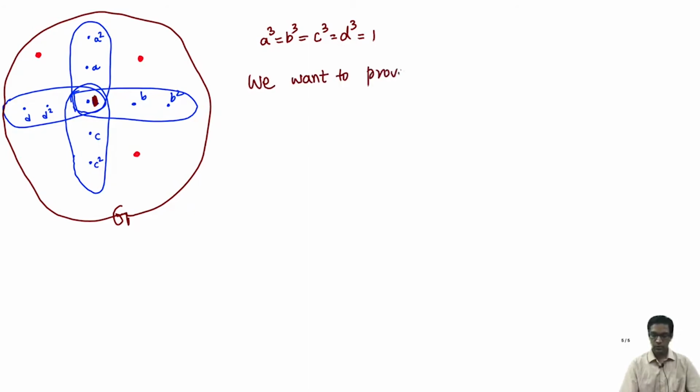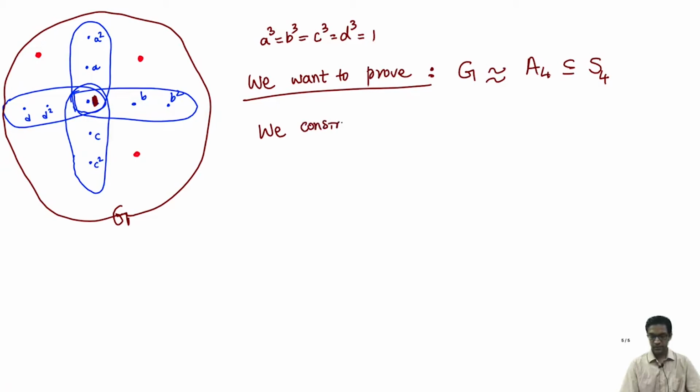So in our example, what we want to prove is that G is isomorphic to A4. A4, remember, is some subgroup of the symmetric group S4. When you want to do a thing like this, we will do it as follows. We will construct an action of the group G on a set X with 4 elements.